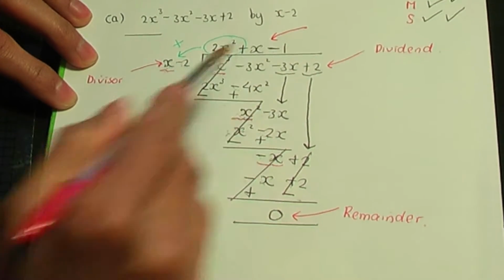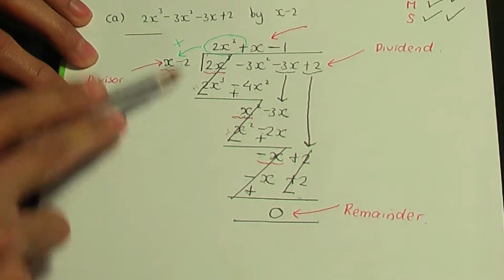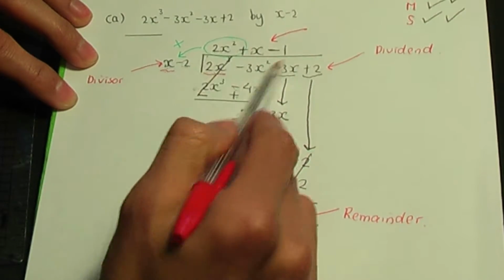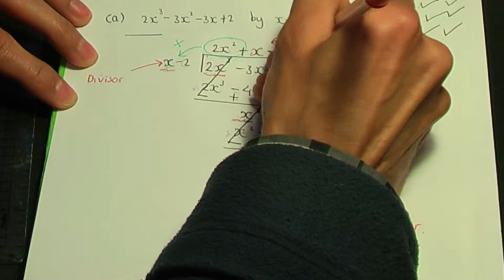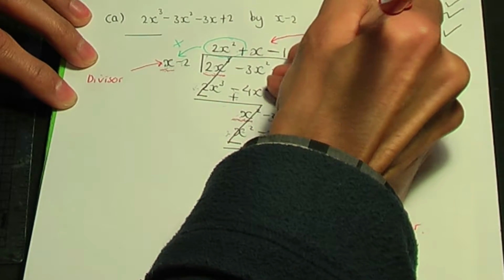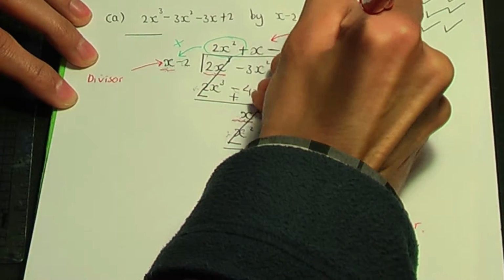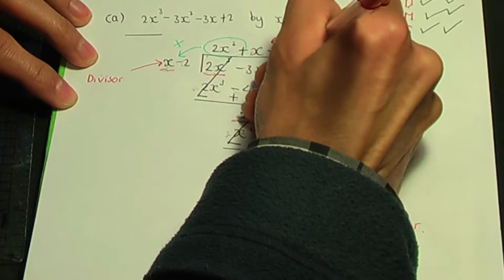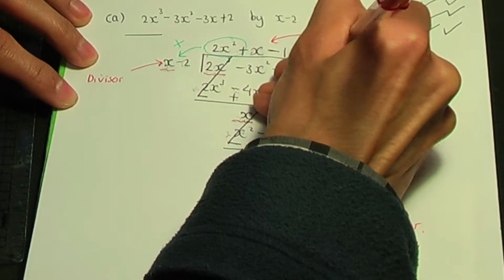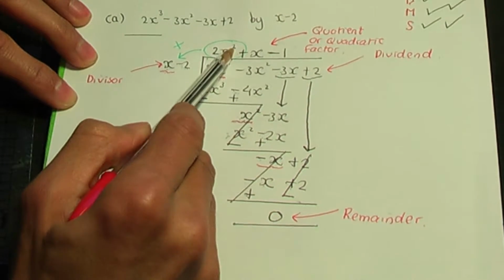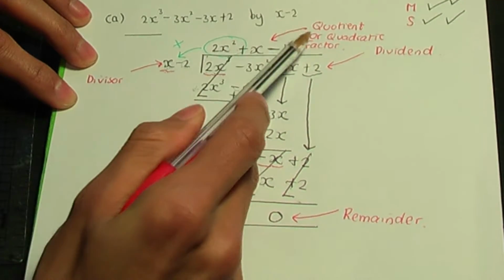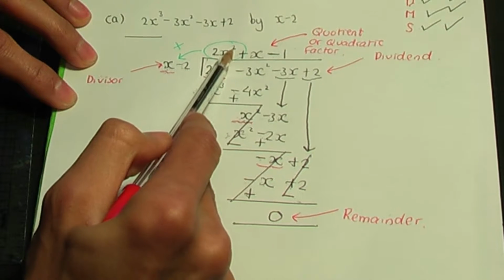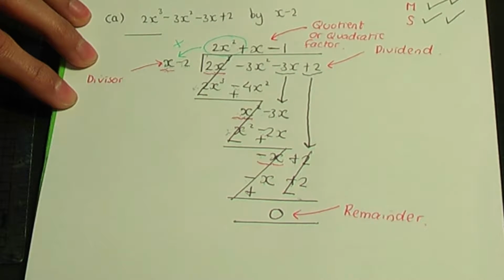And the whole term on top of your bus stop, once you calculated your solution, the outcome on the top, this is called the quotient, or it's sometimes referred to as a quadratic factor. So it's quadratic if the highest power in your quotient is 2. So it's either the quotient, or if the highest power is 2, quadratic factor.